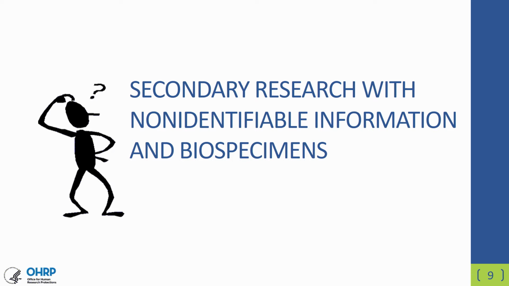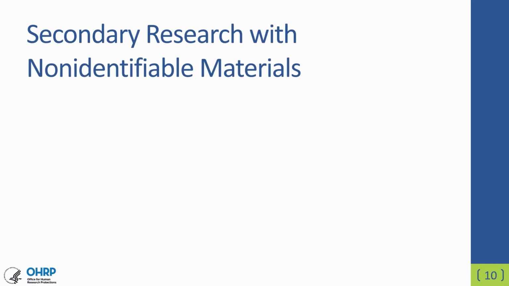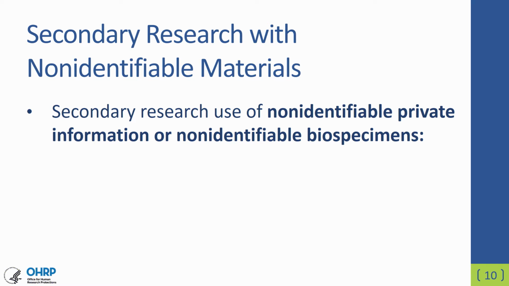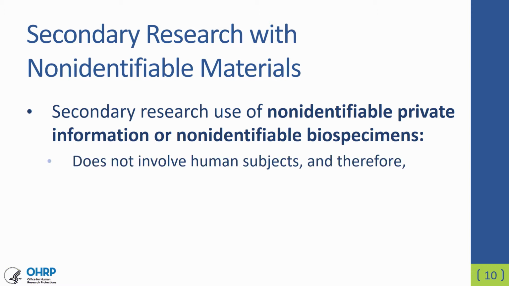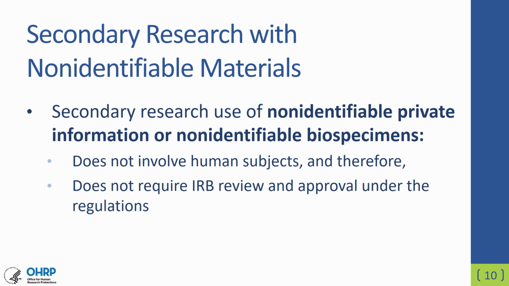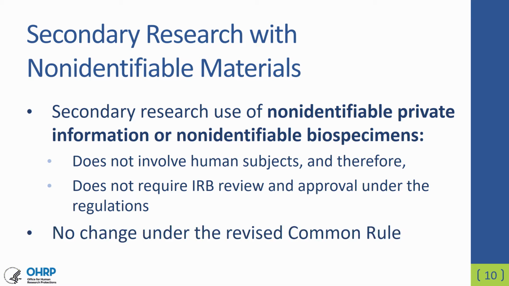So now we are done with explaining the concepts. I'd like to go on to talk about secondary research with non-identifiable information and biospecimens. So, secondary research use of non-identifiable private information or non-identifiable specimens essentially does not involve interacting or intervening with living individuals to collect their materials specifically for the proposed research. And in this case, we also indicate that it's non-identifiable materials. So in summary, it does not involve human subjects. And for that reason, it does not require IRB review and approval under the regulations. This is exactly the same as how we've been doing things under the pre-2018 rule. So there's no change under the revised common rule.